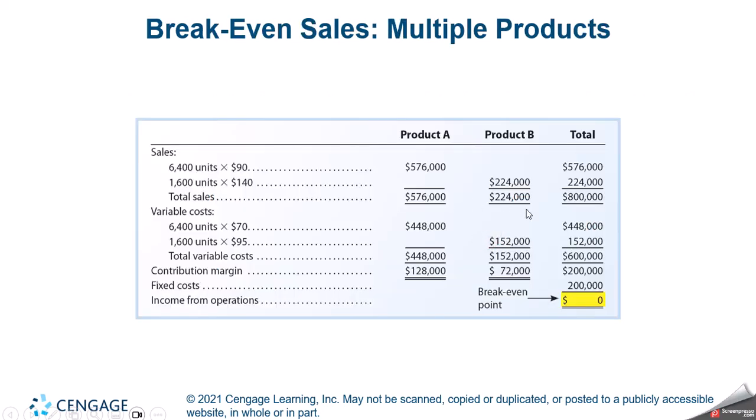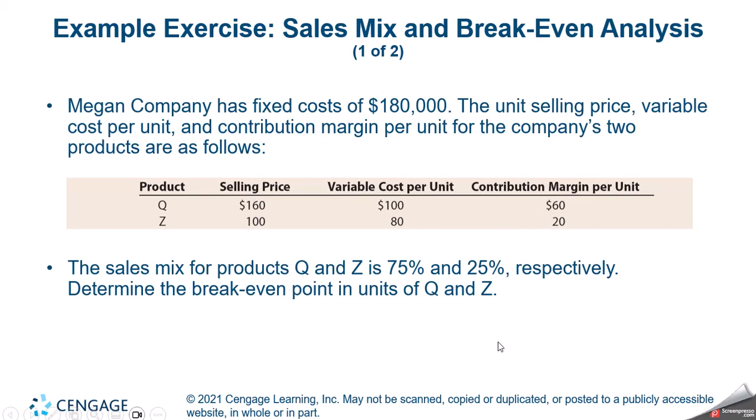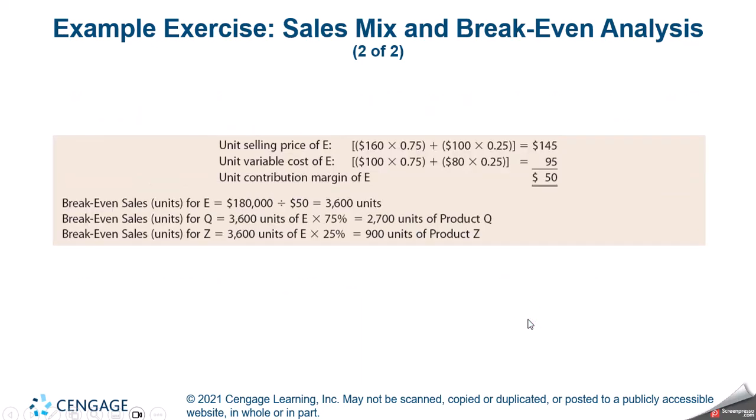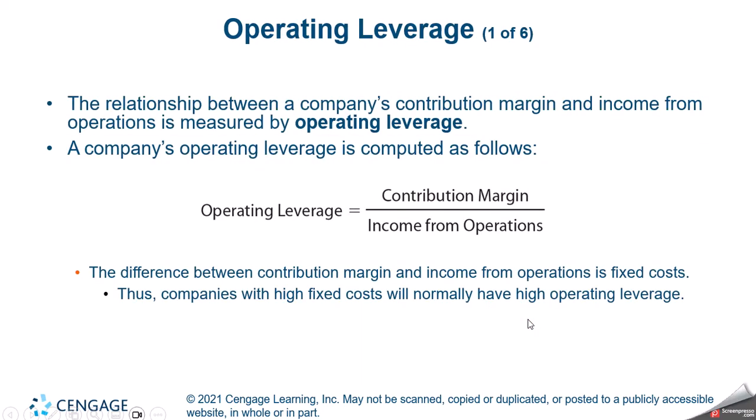And then here again shows it put together though. So we've got product A by itself, product B by itself, but when we combine those, we see we're covering the $200,000 of fixed costs. So we've got no gain or loss. It's just a break even. And that's an exercise I'll let you look over.